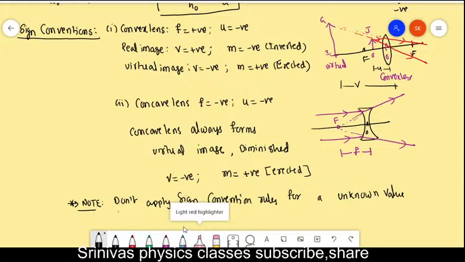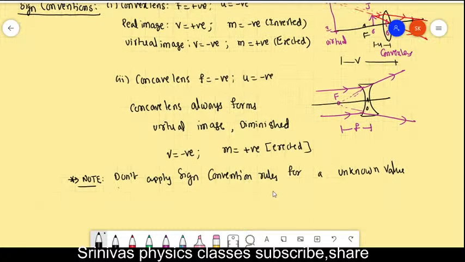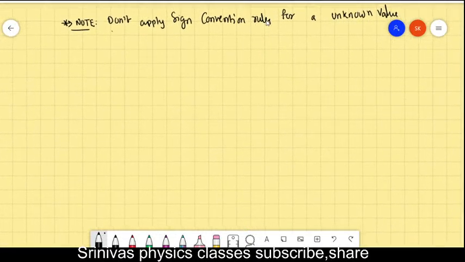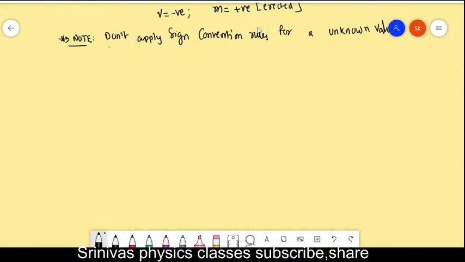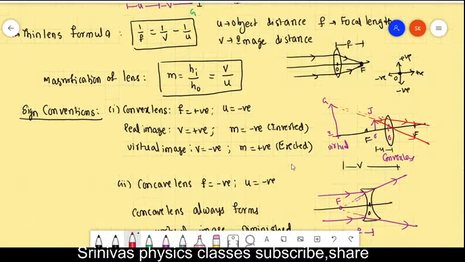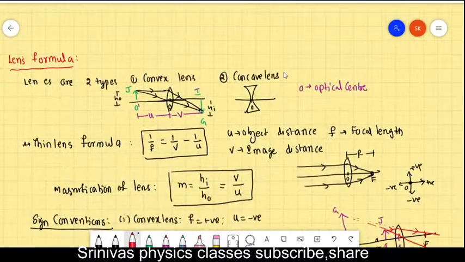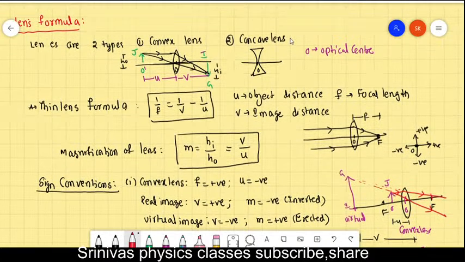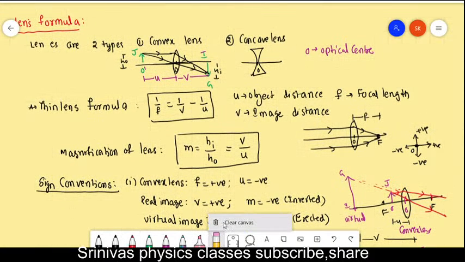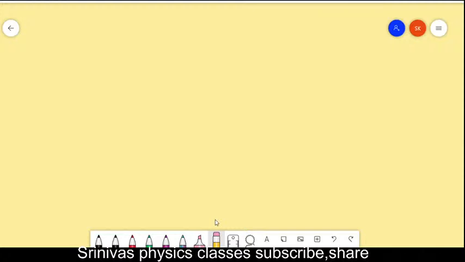Okay, right. And the next one: what is the formula for the power of the lens? Can anyone tell what is the formula for the power of the lens? Power of lens means what? Power of lens is the reciprocal of focal length, right? Power of lens is the reciprocal of focal length.